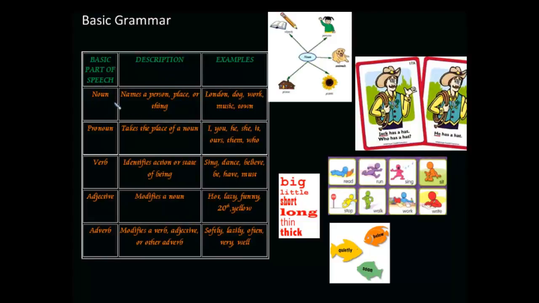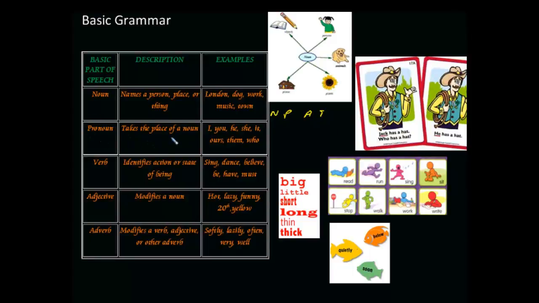What's a noun? Noun: name of person, place, or thing. It could be any of these. It may be London, dog, work, music, town. So anything. Remember the game that we used to play? Name, place, animal, thing. So then we had that stupid time when we used to write names in 10 seconds and then we had to do a lot of X, Y, Z stuff. Well, let's move on to the next one.